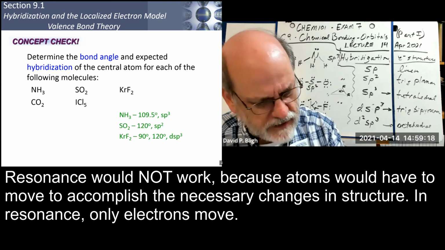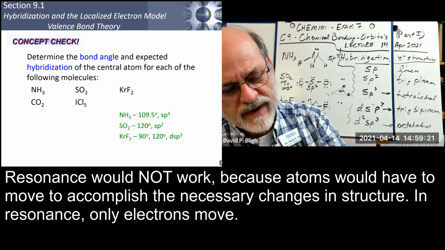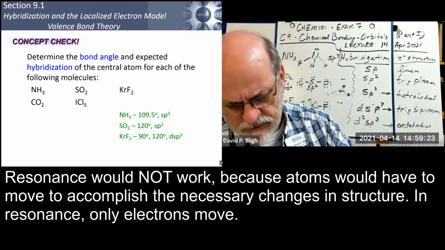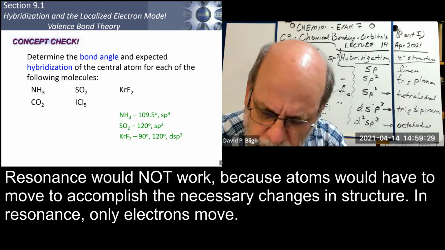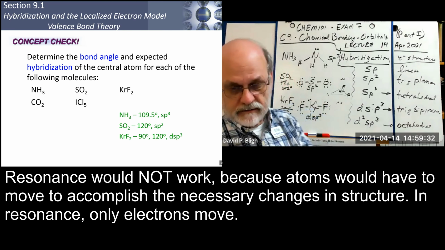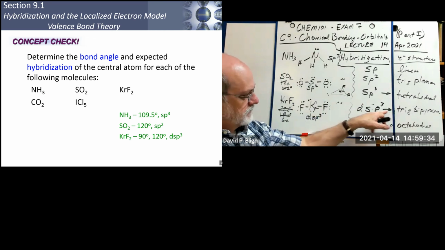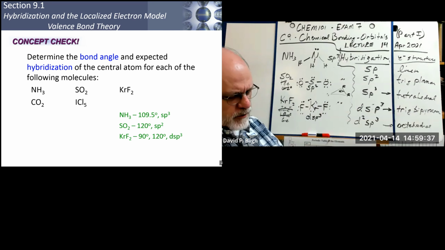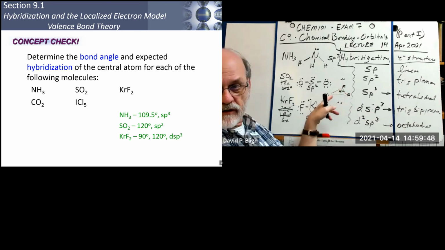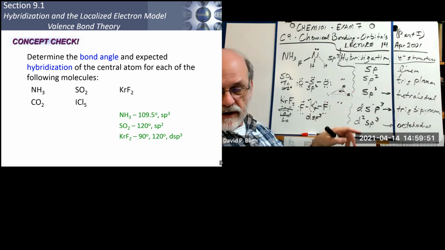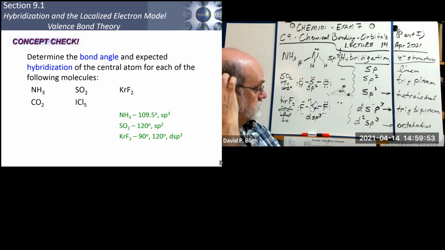Let's see. Went too far. Back up. I need to make myself a note here. Check on this one right here. Krypton difluoride. Now the hybridization is correct, dsp3. But I'm not so sure about those bond angles. I would have expected the bond angle to be 180 degrees. But even if you put the lone pairs up here and put the fluorines on the triangle, you still only get 120-degree angle. Okay, let's move on.